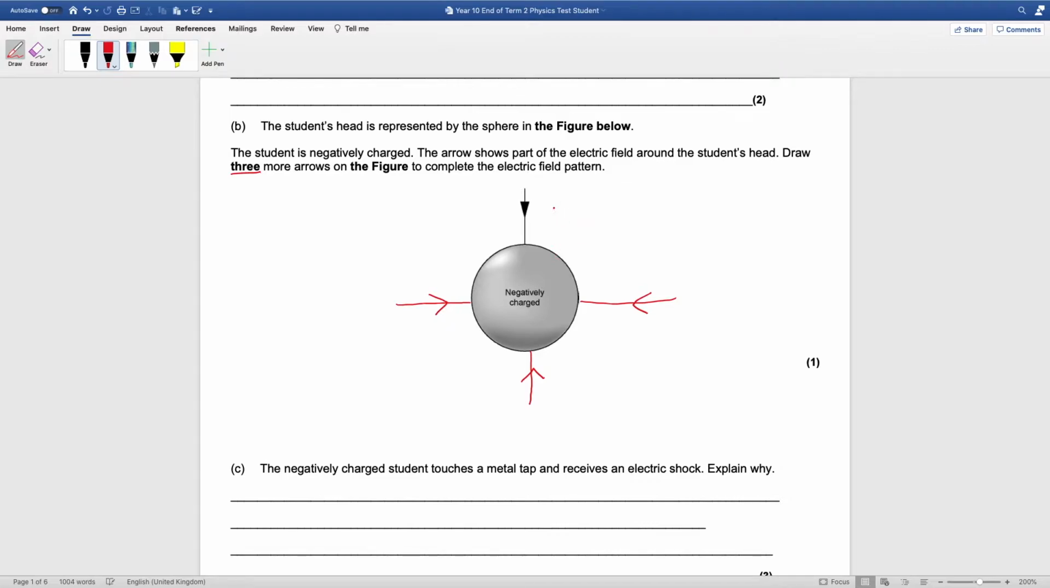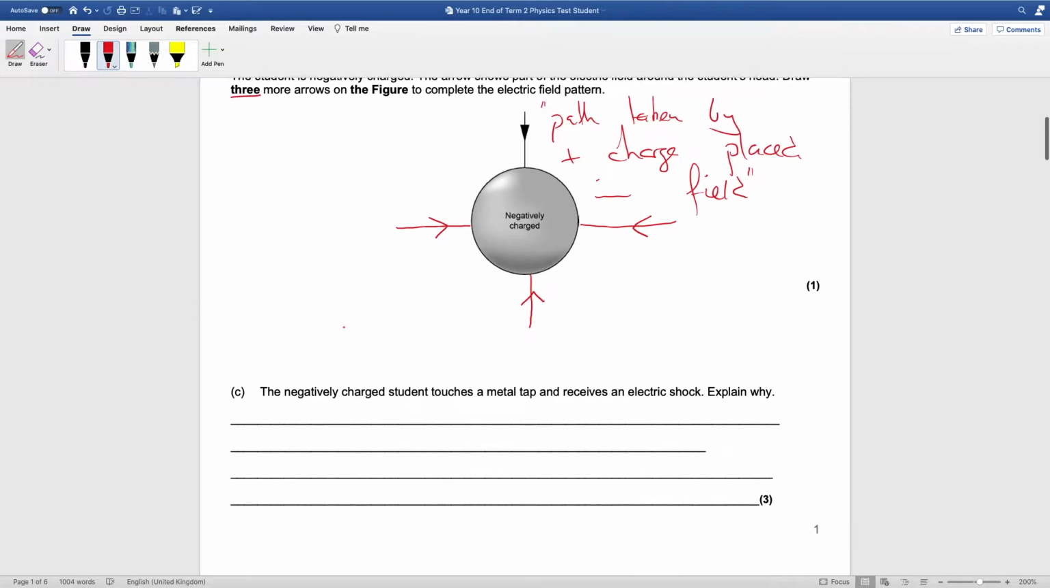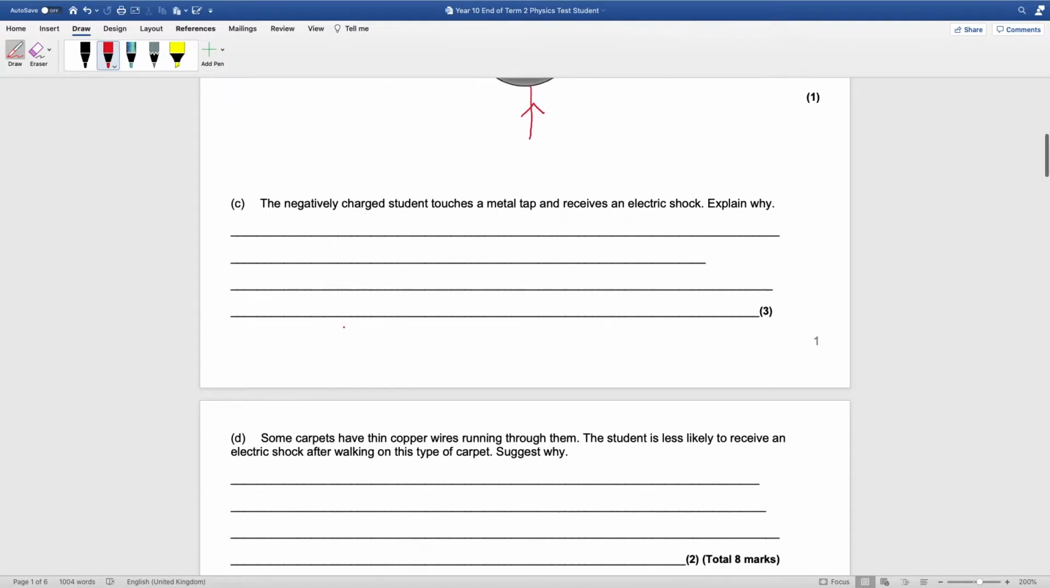Then part C tells you the negatively charged student touches a metal tap and receives an electric shock. The difficulty with this part C is not so much the physics as really seeing what the question's asking for. Just as an aside here, this is the definition of a field line, and you should know that.